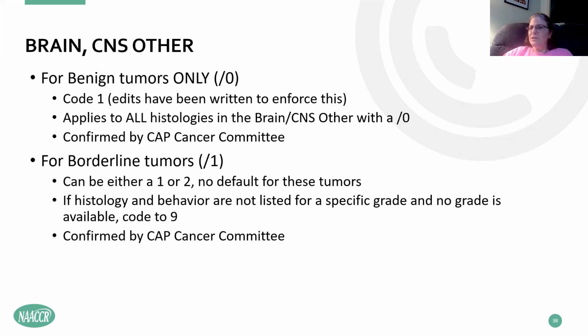For borderline tumors, so we asked about those too, /1. These can be either a 1 or 2, so there's no default for these tumors. So you would need to read the AJCC table in the brain chapter that gives you default grades for some of the histologies or the CAP guidelines.